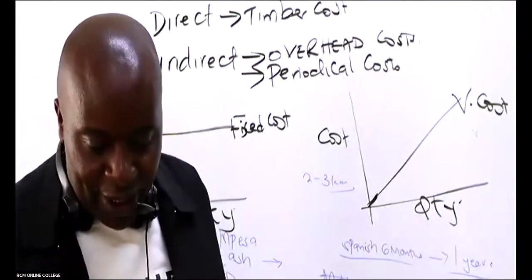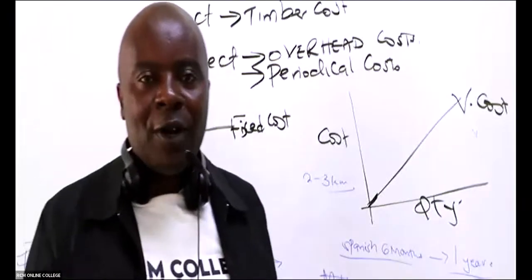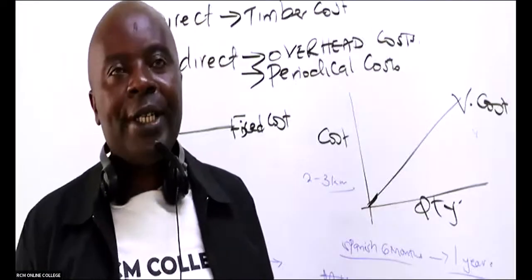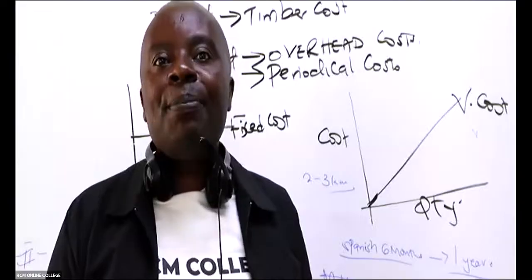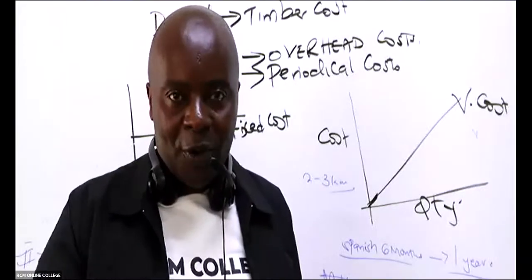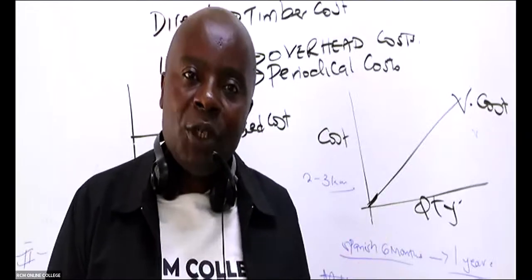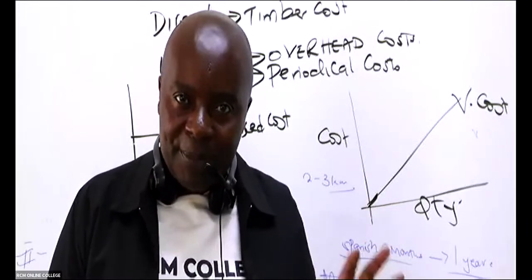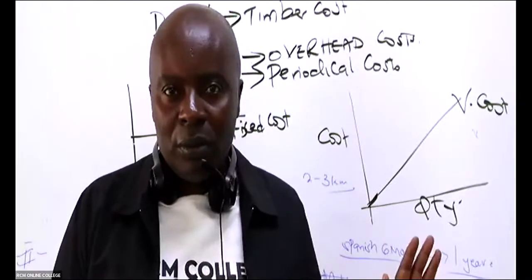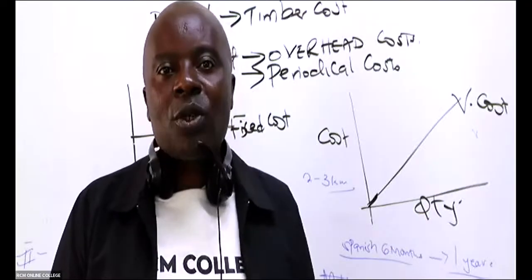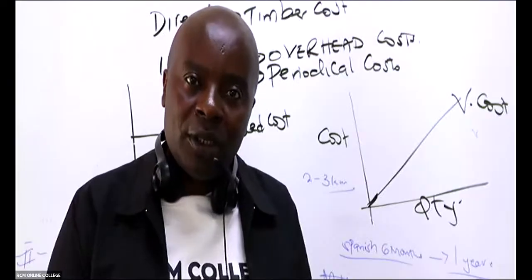Very good example there. John Ogueo is asking, where do we classify insurance? Those of you who are paying insurance, insurance is periodical. You pay insurance on a monthly basis or even on a yearly basis. It's not dependent on the product, like how you have used, for example, your vehicle. Unless you are given other information, insurance cost will be periodical.